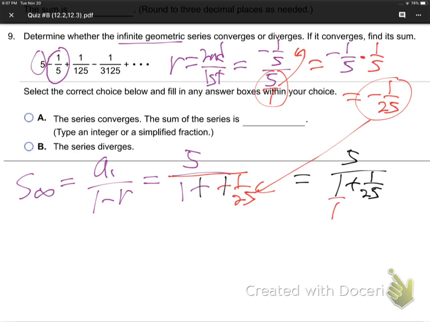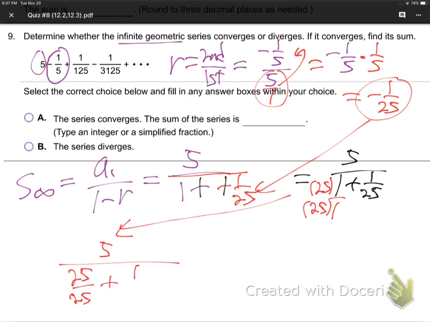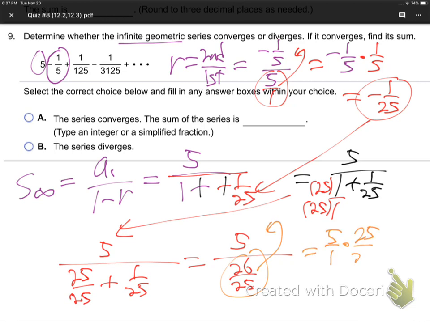So put this 1 over 1, multiply top and bottom by 25. So we get 5 over 25/25 plus 1/25, which is 5 over 26/25. And what do we do with a fraction in the bottom? Grab that, flip it up. So it's 5 over 1 times 25 over 26, which is 125 over 26.